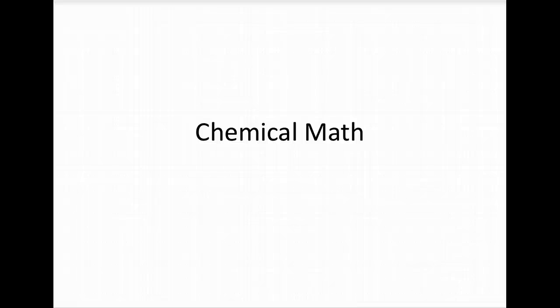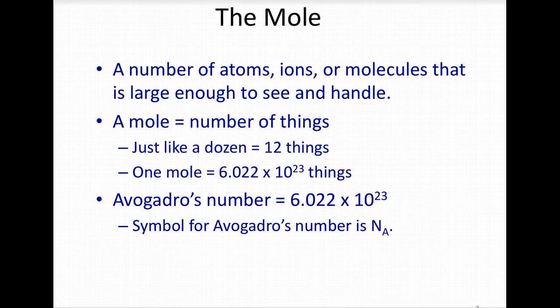Today we will begin looking at something called stoichiometry, or more commonly known as chemical math. The first thing I will need to do is to define for you how chemists count atoms, ions, and molecules. It's basically a chemist's dozen. It's called the mole. The mole is a number of atoms, ions, or molecules that can actually be large enough to see and handle.